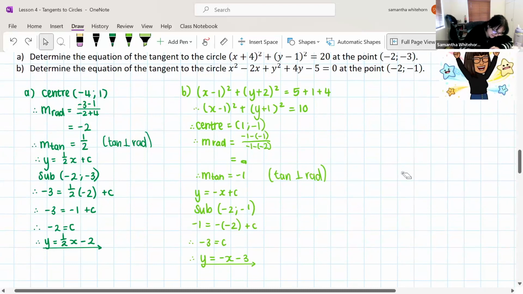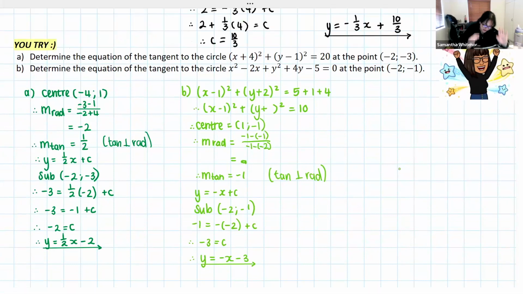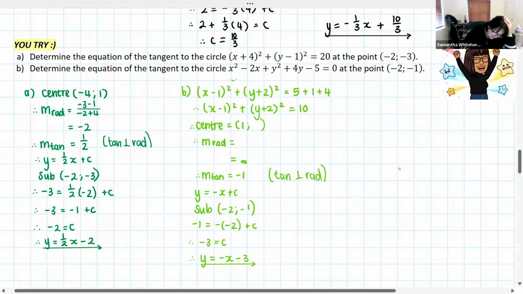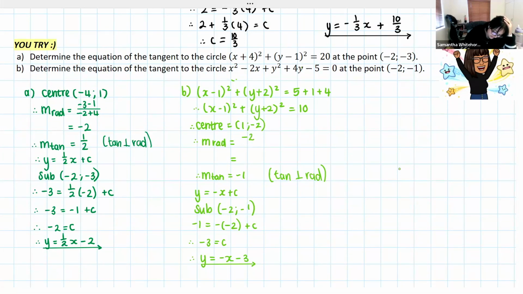Yeah, no, because I'm losing my mind. Let's just make sure I haven't lost my mind. Okay, so if we group this, that's right. So it should be +2. So yes, it should be +2. Okay, so my center is at 1, -2, which means my gradient is -2 minus -1 over 1 minus -2. So that becomes -1 + 1, which is -1 over 3, which means the gradient of my tangent is +3.